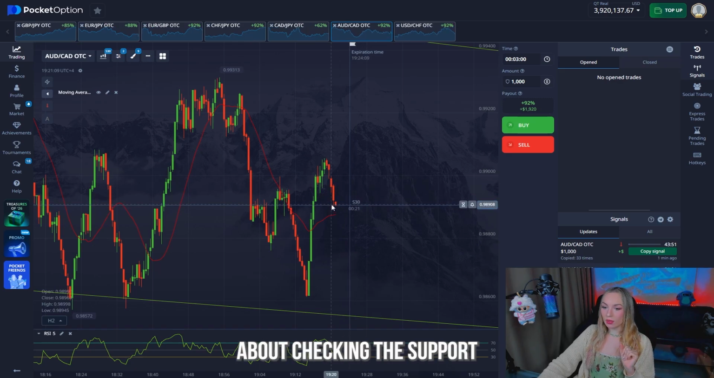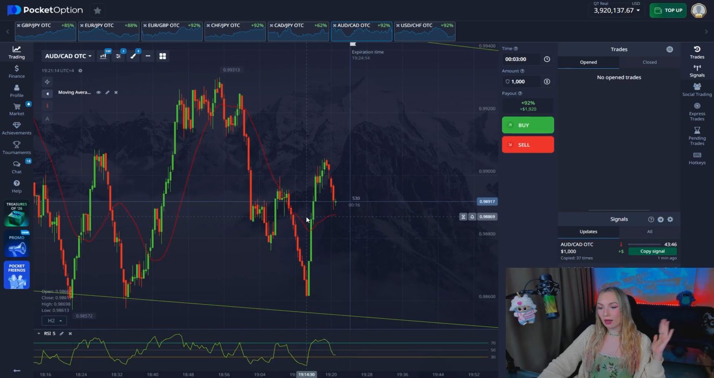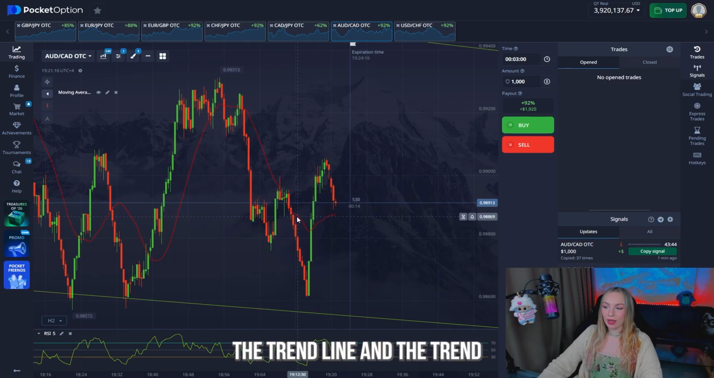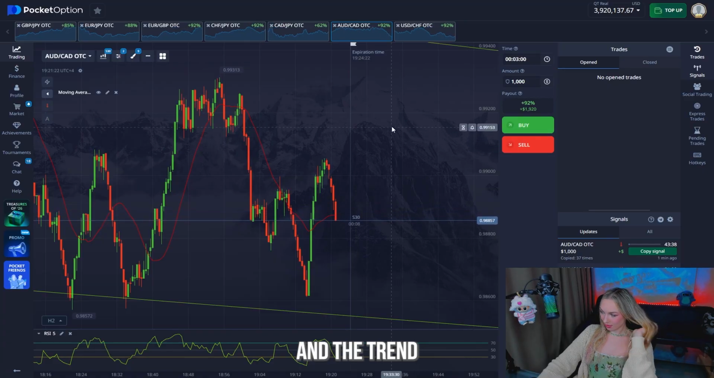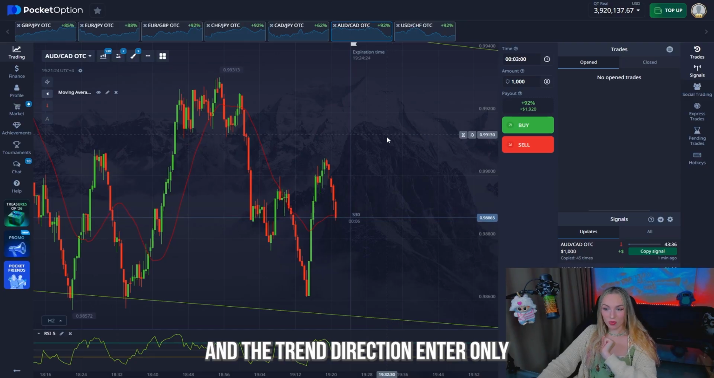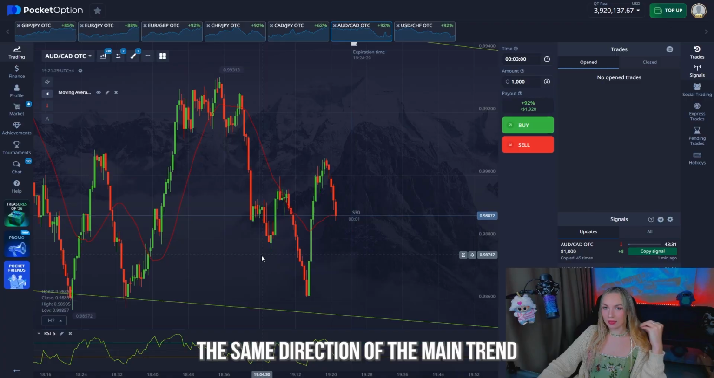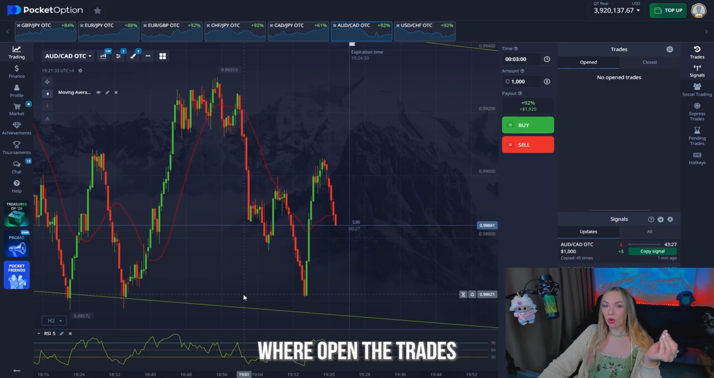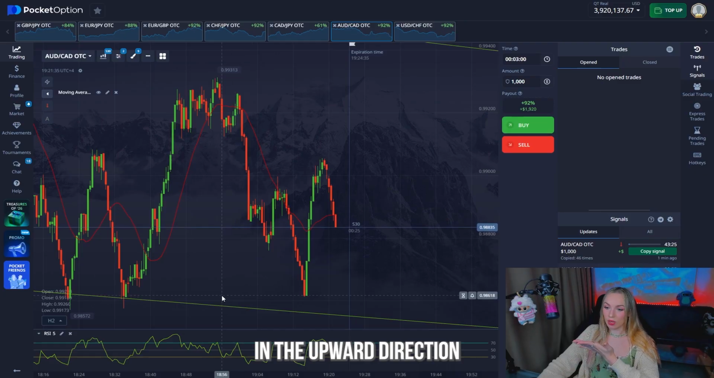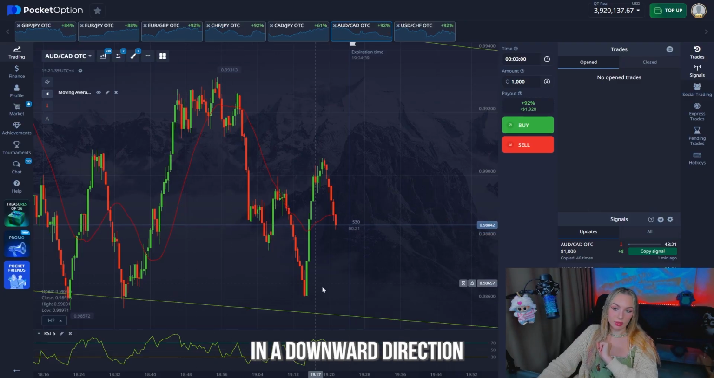But also don't forget about checking the support and resistance line and the trend line and the trend direction. Enter only in the same direction of the main trend. So if it's a bullish trend, we open the trades in the upward direction. When it's a bearish trend, we open the trades in the downward direction.